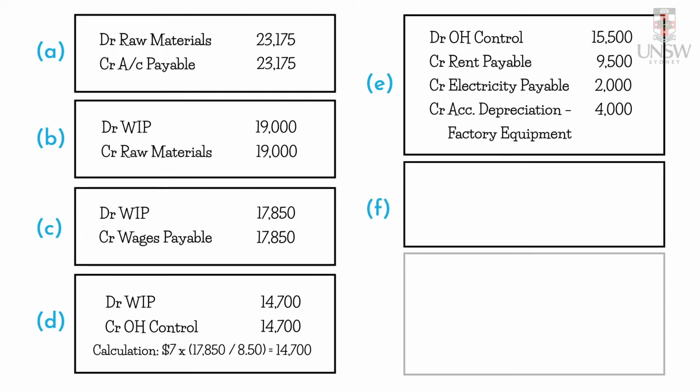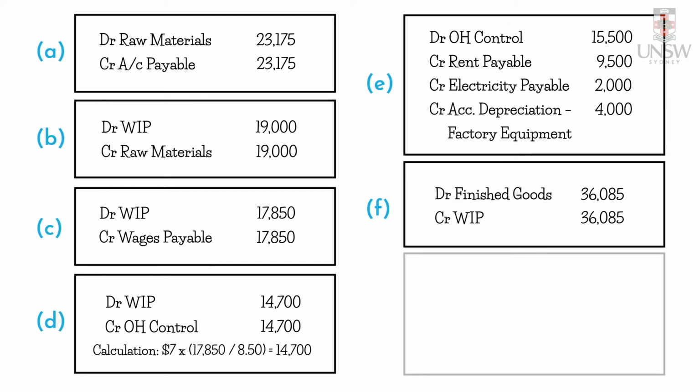Part F says that the completed units costing $36,085 were transferred to finished goods. So to transfer to finished goods, which is an inventory account, we debit finished goods, $36,085, and we credit work in process to transfer out of that inventory account, $36,085.